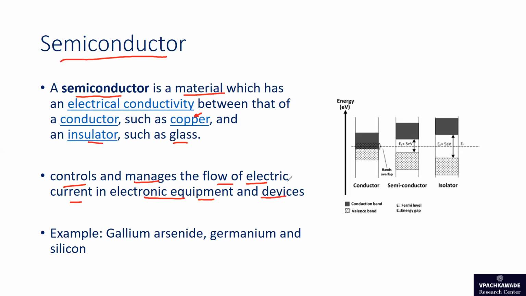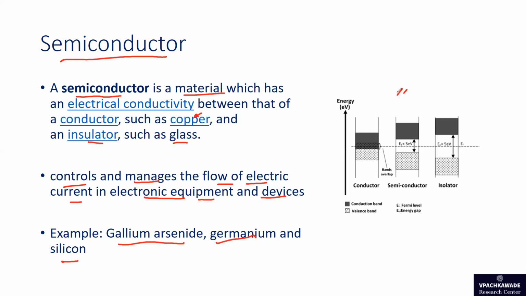Examples of semiconductors are gallium arsenide, germanium, and silicon. So these are the semiconductors. Now let's understand the operation of semiconductors, how they work.